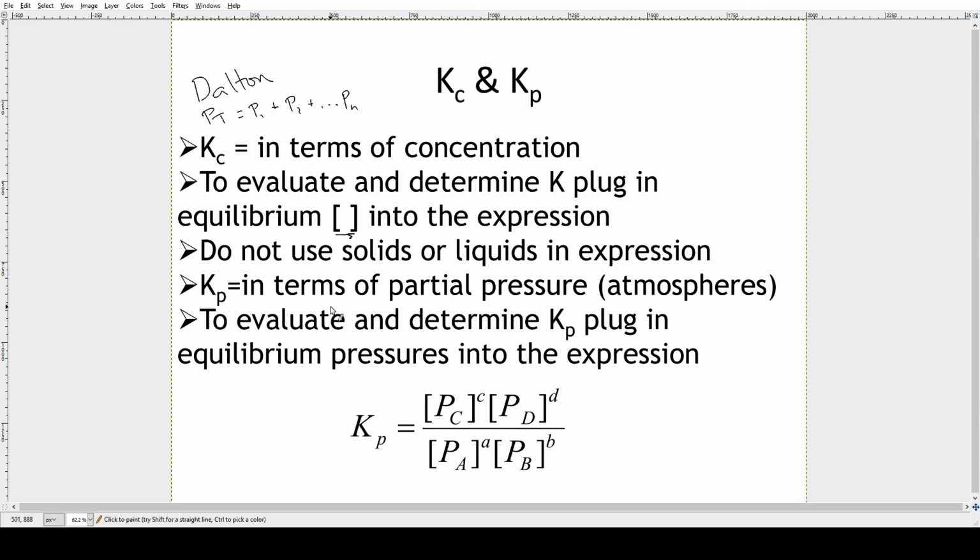So Kp is in terms of partial pressures, and they are measured in atmospheres. To figure out Kp, just like Kc, you're plugging in equilibrium numbers, except this time they're pressures, into this expression. You'll have the partial pressures of the products raised to their exponents from the balanced equation, divided by the partial pressures of the reactants raised to their coefficients from the balanced equation. So these are not concentrations, they're partial pressures.